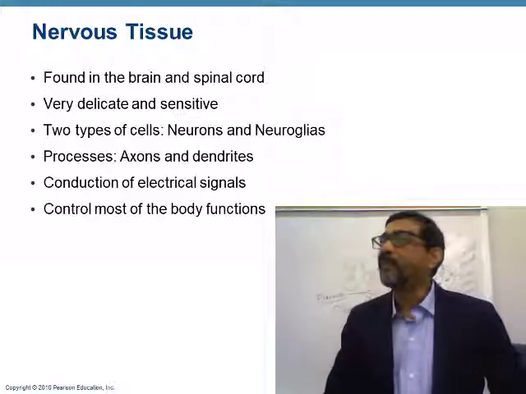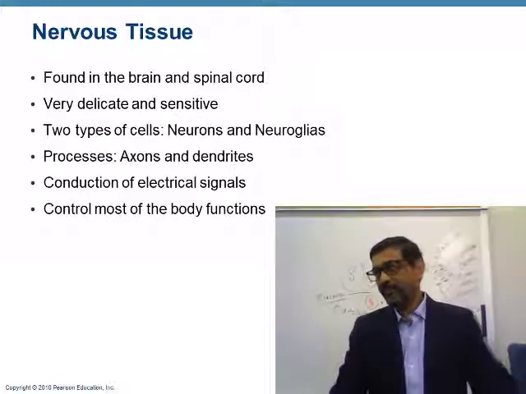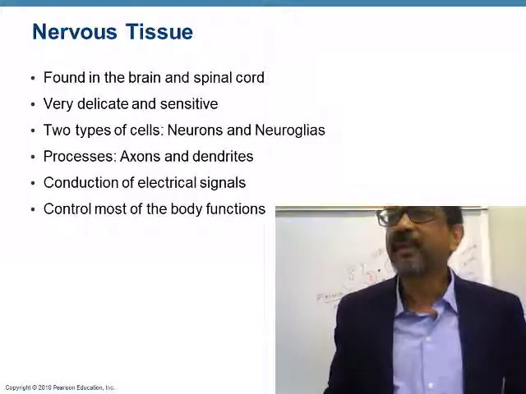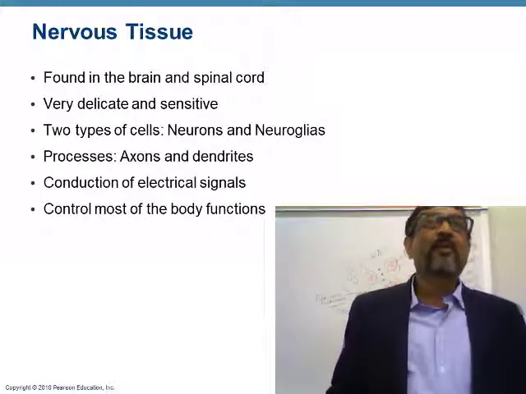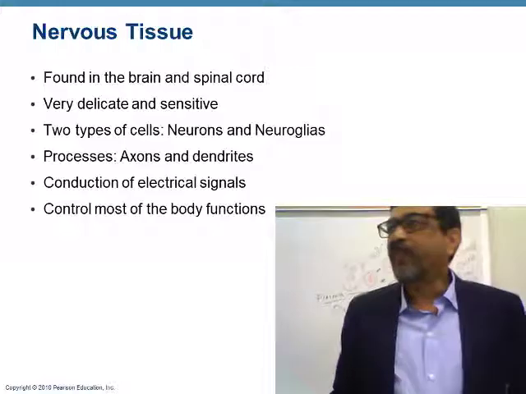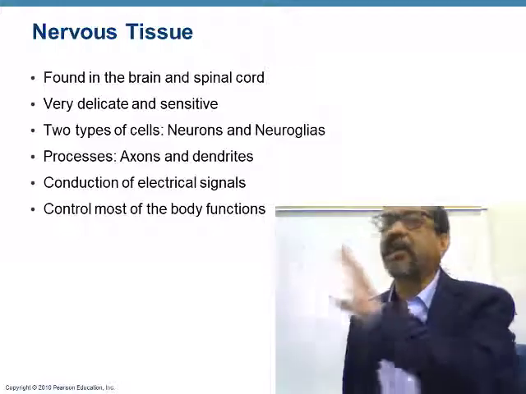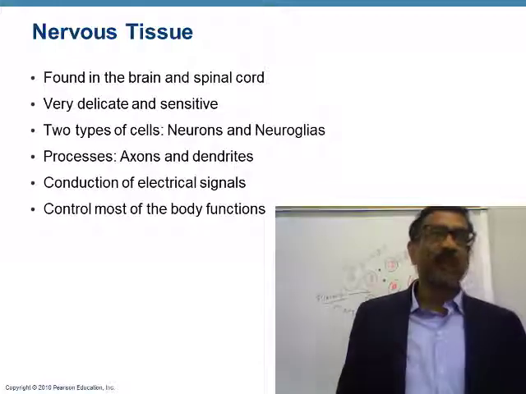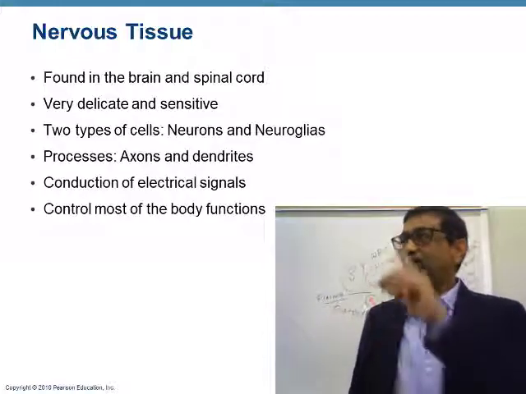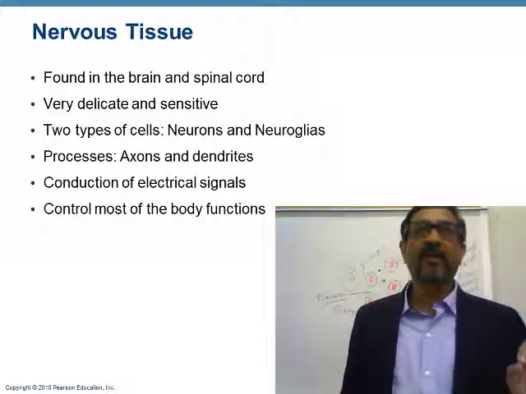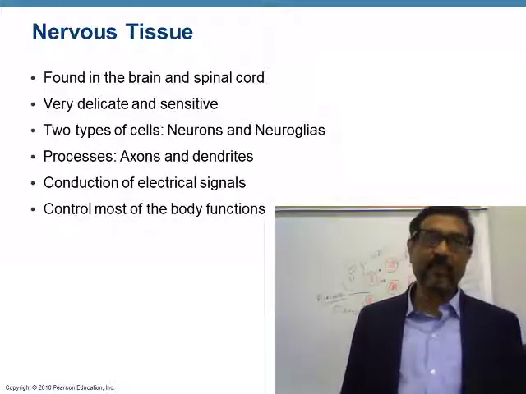Nervous tissue forms the nervous system. So which structures are formed by nervous tissue? The nervous system consists of the brain, spinal cord, and many nerves, right? So those are the structures formed by the nervous tissue: your brain, your spinal cord, and the nerves of the body.